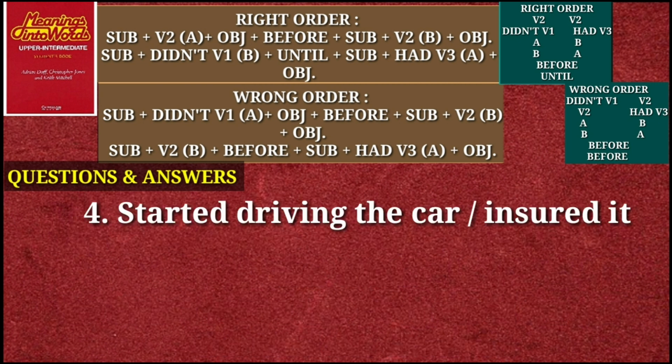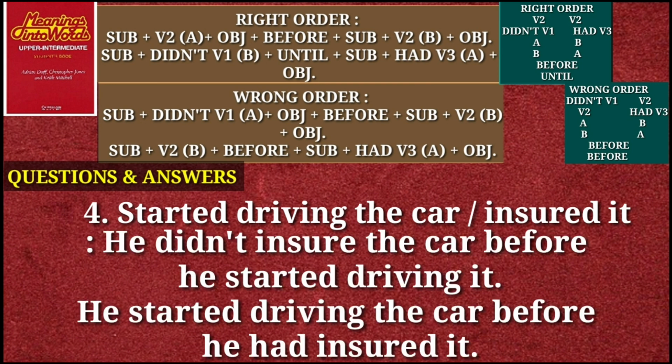Question number 4. Started driving the car, insured it. Here in this question, started driving the car is the second task done. Insured it is the first task done. So this question is in wrong order, and the answer is: he didn't insure the car before he started driving it. He started driving the car before he had insured it.